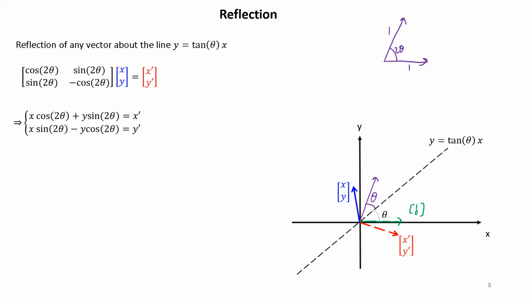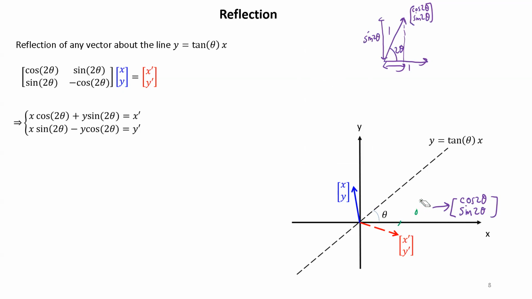So what is this vector here? The x component of this vector is cosine 2 theta, and the y component is this length here, which is sine 2 theta. So (1, 0), after this reflection transformation, becomes (cosine 2 theta, sine 2 theta).